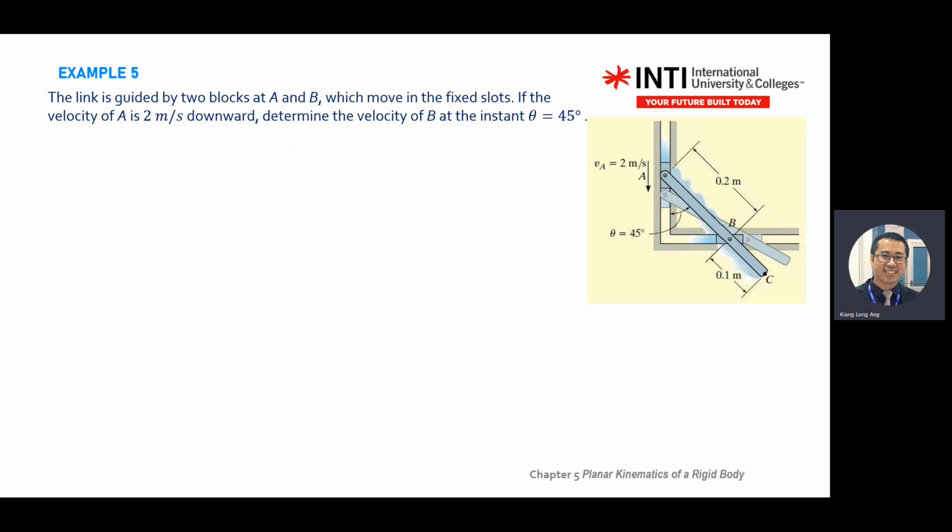Okay, let's continue example 5. You look at this body, the link guided by two blocks at A and B, which move in the free slot. If the velocity of A is 2 meters per second downward, determine the velocity of B at the instant of 45 degrees. So you look at this body, the question actually wants you to focus on the body at points A and B.